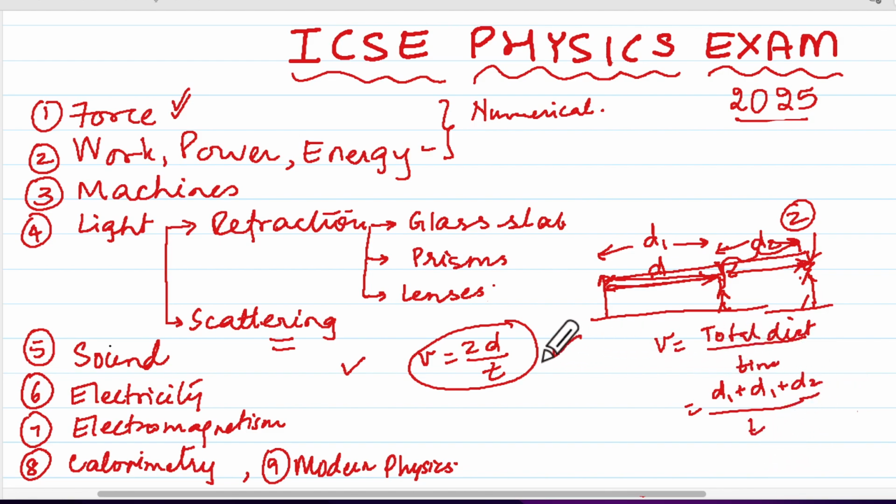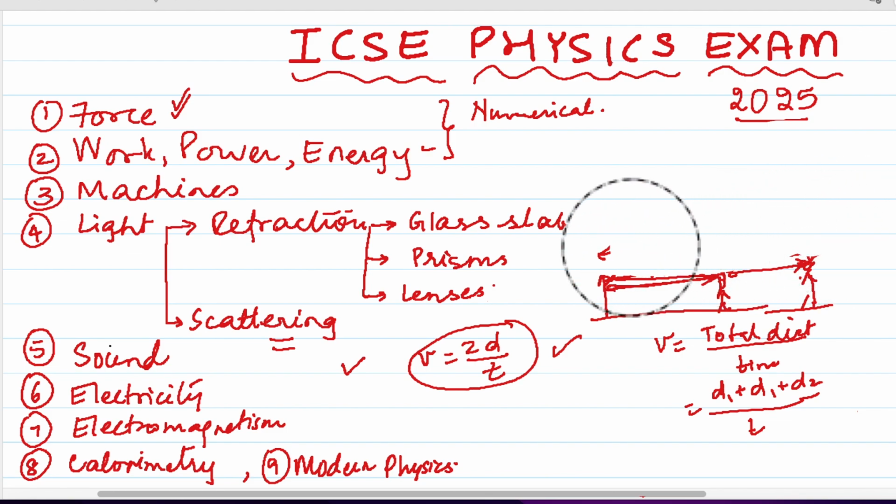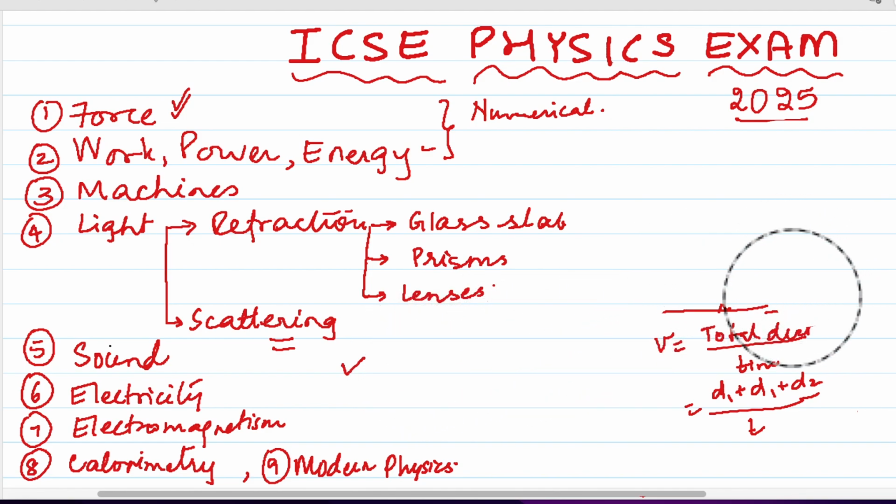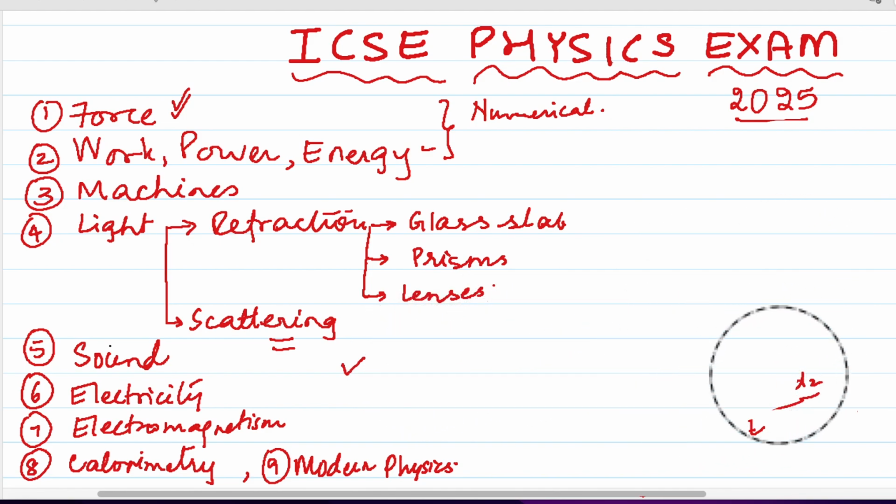Okay, so it may not always be V equal to 2D upon T. It depends upon the situation. Understand the concept well, understand the situation well. And most important thing, many children say, ma'am, we don't like the numericals. You don't like the numericals because you don't put yourself in that person's shoes. If you put yourself in that person's shoes, it is very, very achievable.